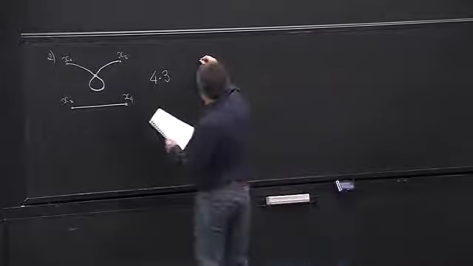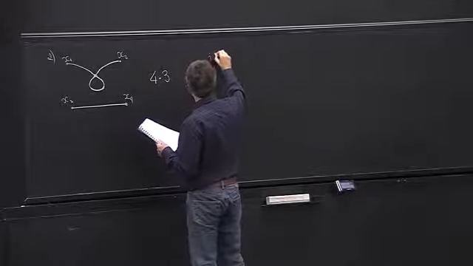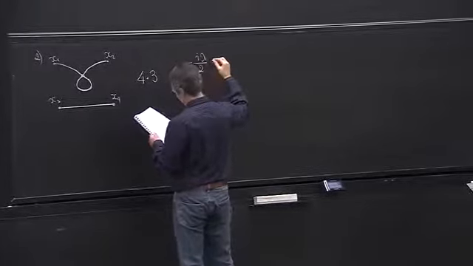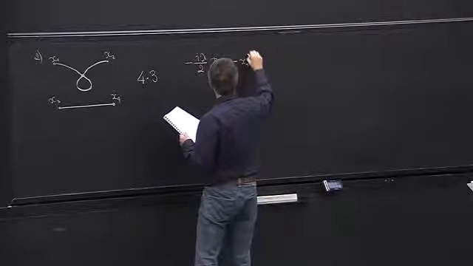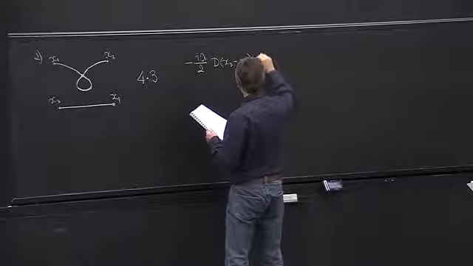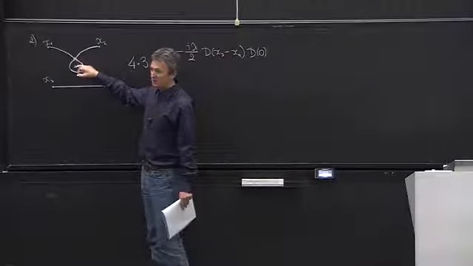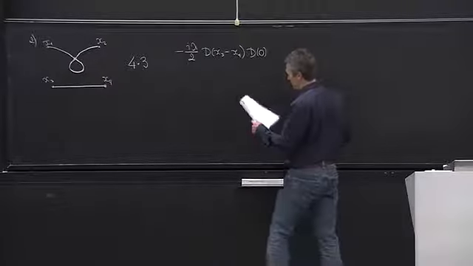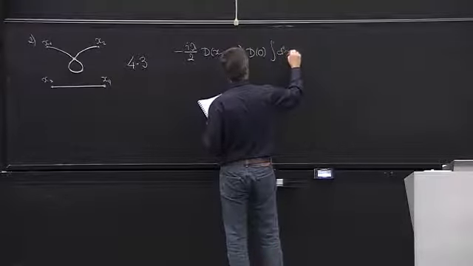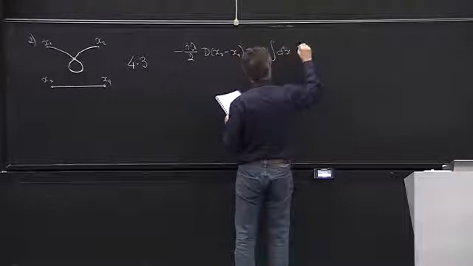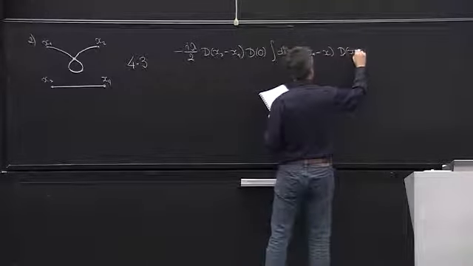So the analytic expression for this diagram is minus i lambda divided by 2, then the integral dx, D of x3 minus x4, D of 0. So you see that this propagator connects a point to itself, so its argument is 0. And finally, the integral over x of D of x1 minus x, D of x2 minus x.